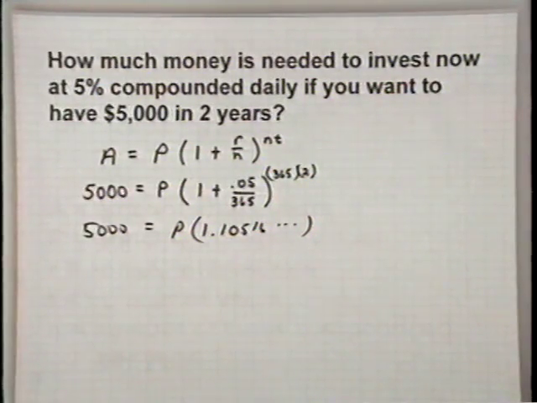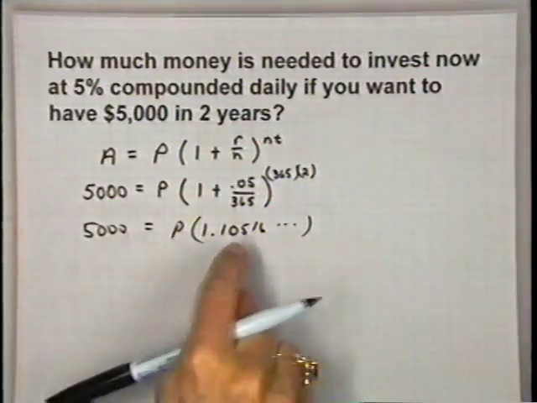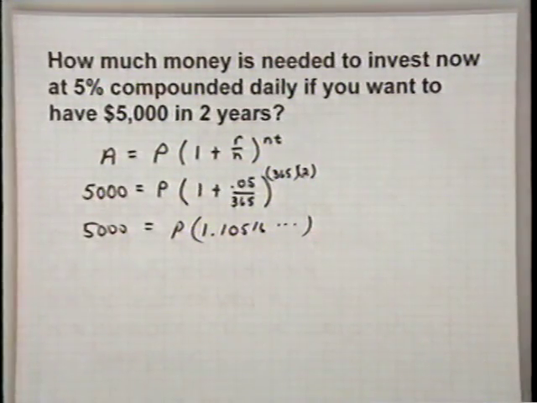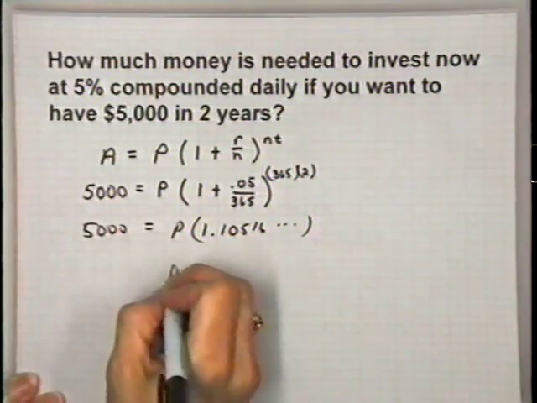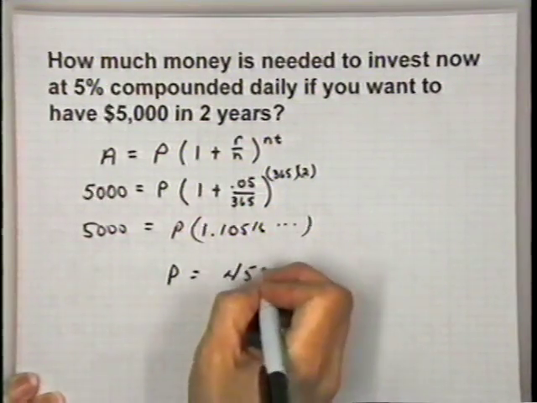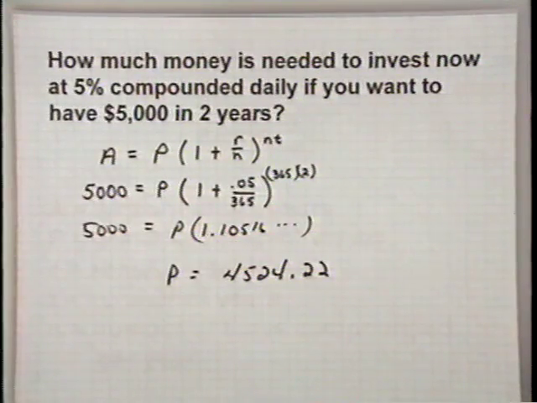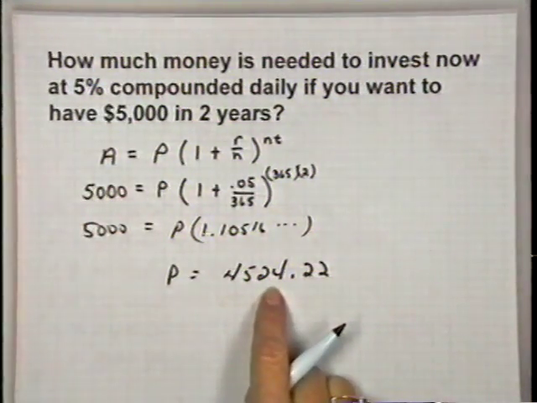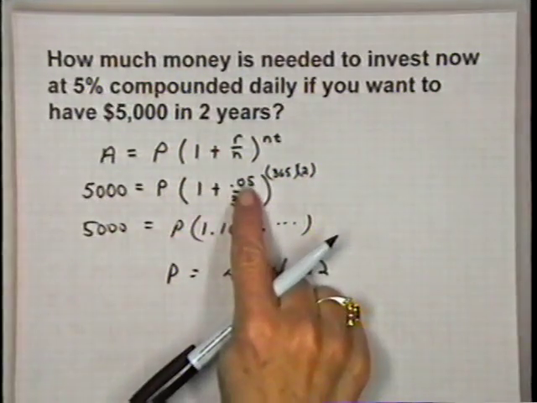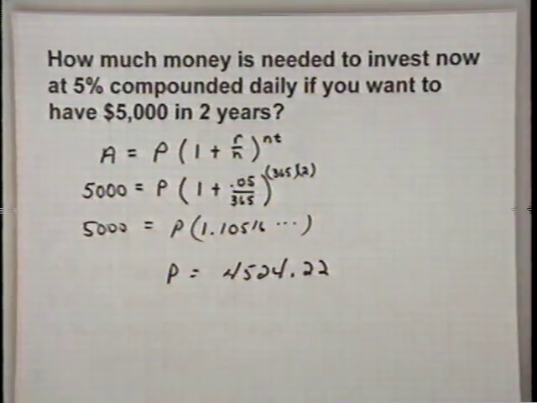Okay, so one way that we can do that is that we can invert this using our 1 over x key and multiply times 5,000. And so what I have here is P equals 4524. I'm going to round off to the nearest penny. So we need $4,524.22. Well, you're saying that's almost the whole $5,000. Well, if you notice, we didn't have a very high interest rate here, and we were only doing this for 2 years, so this is a reasonable answer for that.